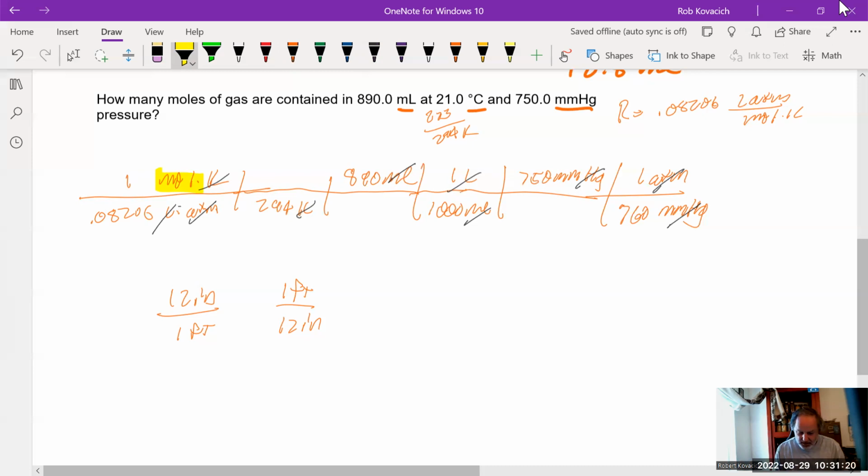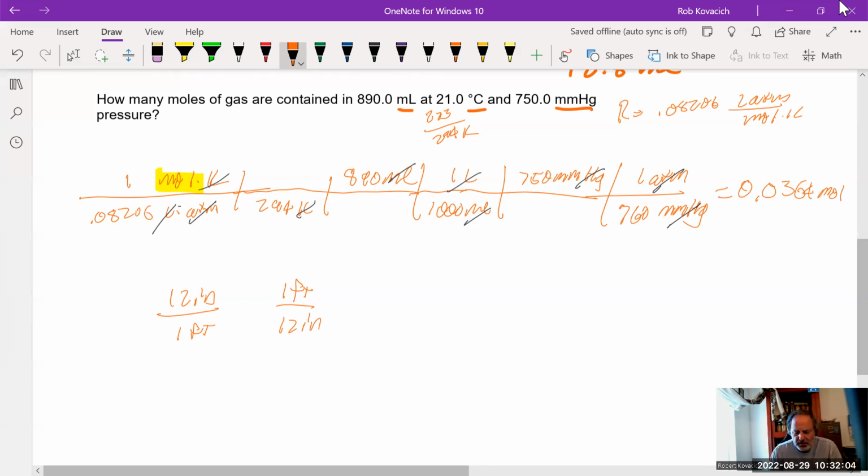Math: 890 times 750 divided by 760 divided by 1,000 divided by 294 divided by 0.08206 equals. And so I got 0.03, how many sig figs do we have? 3 sig figs? 0.364 moles. There's my answer. That's it. So with these ideal gas law problems, I always start with the R value so I can get the unit that I need. That's just the way they work.